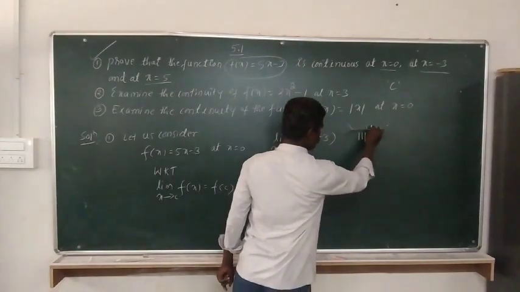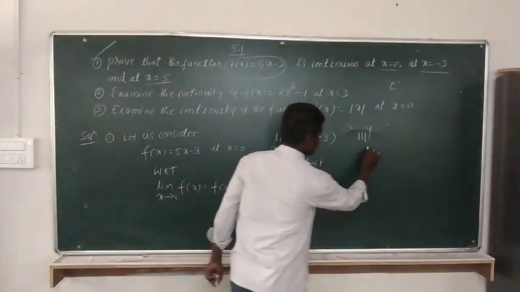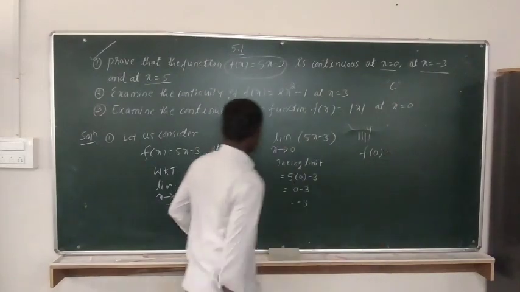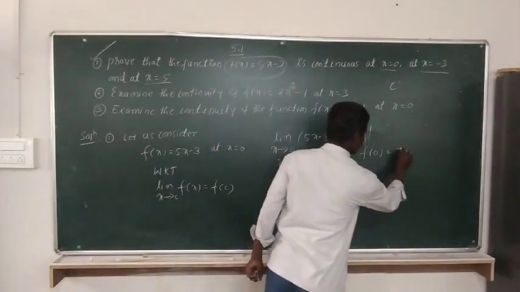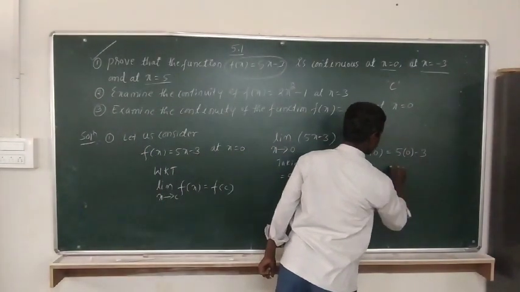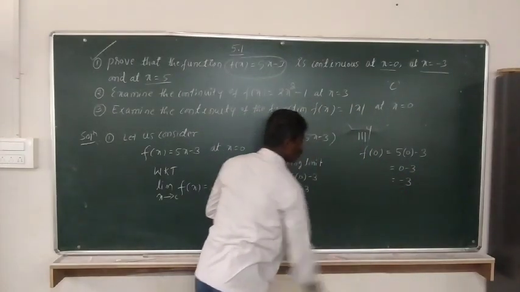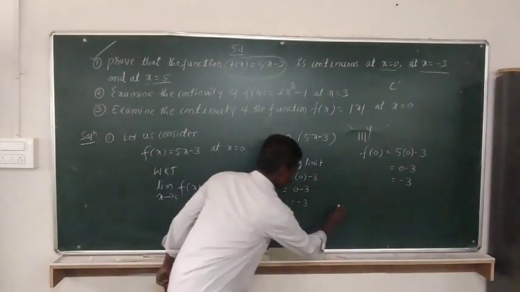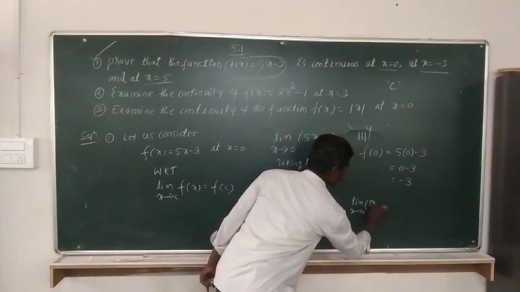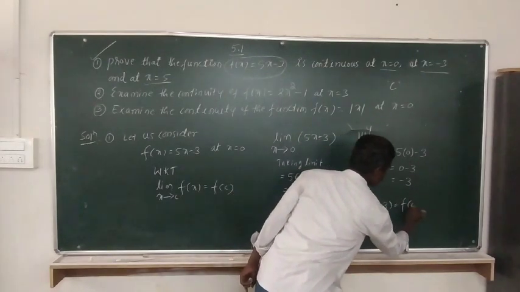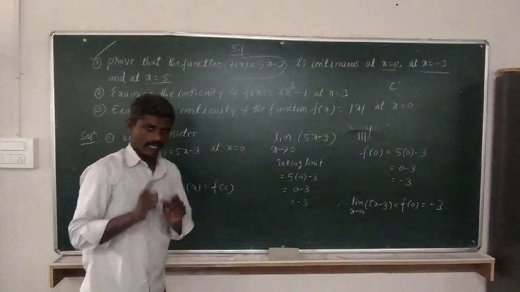Similarly, we have to check f of c. c means 0, so f of 0. The function is 5x minus 3. Where there is x, put the value 0, that is 5 into 0 minus 3, that is 0 minus 3, that is minus 3. So both are the same, both are equal. Hence, limit as x tends to 0 of 5x minus 3 is equal to f of 0 is equal to minus 3. Hence, the function is continuous.